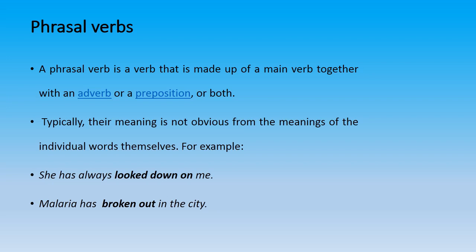The next type of verb is called phrasal verbs. A phrasal verb is a verb that is made up of a main verb together with an adverb or a preposition or both. Typically, their meaning is not obvious from the meaning of the individual words themselves. For example, she has always looked down on me, and malaria has broken out in the city.